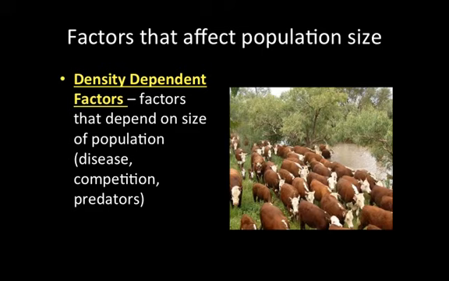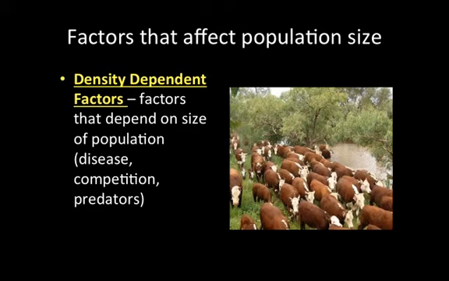Disease occurs more often if there are more animals or more organisms that are grouped close together. Competition for resources. The higher the density of the population in an area, the more competition there is for resources. And the same thing with predators. All right, so those are examples of density-dependent factors.